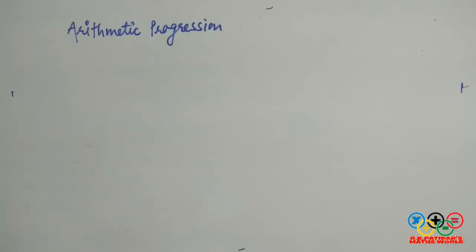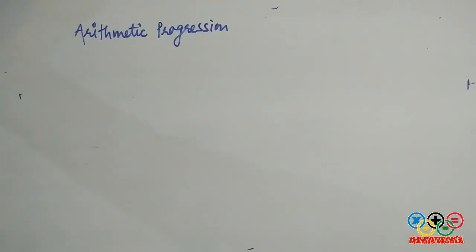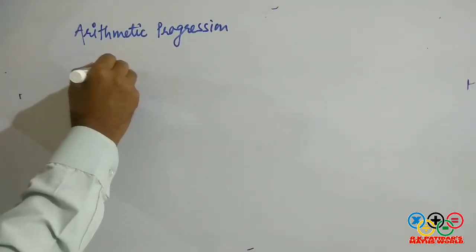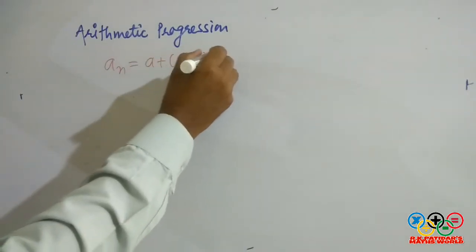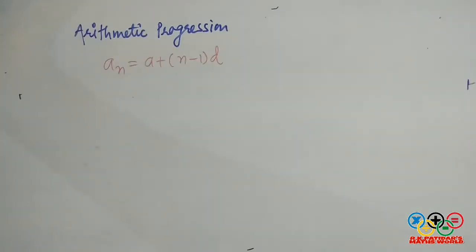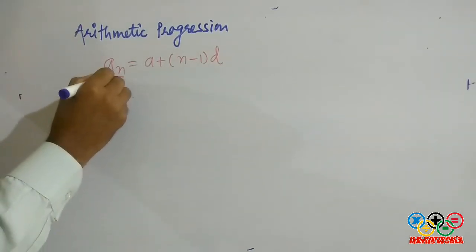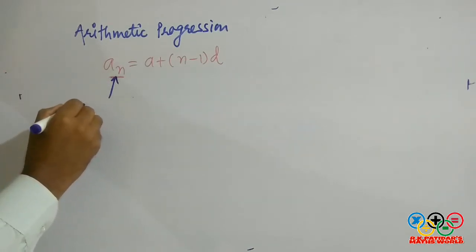In the previous video, we learned about the general term of an arithmetic progression. That is, an is equal to a plus (n minus 1)d. This is the nth term. Nth term means if n is equal to 5, then this will be the fifth term. If n is equal to 6, then it will be the sixth term. So here this is the general term or nth term.